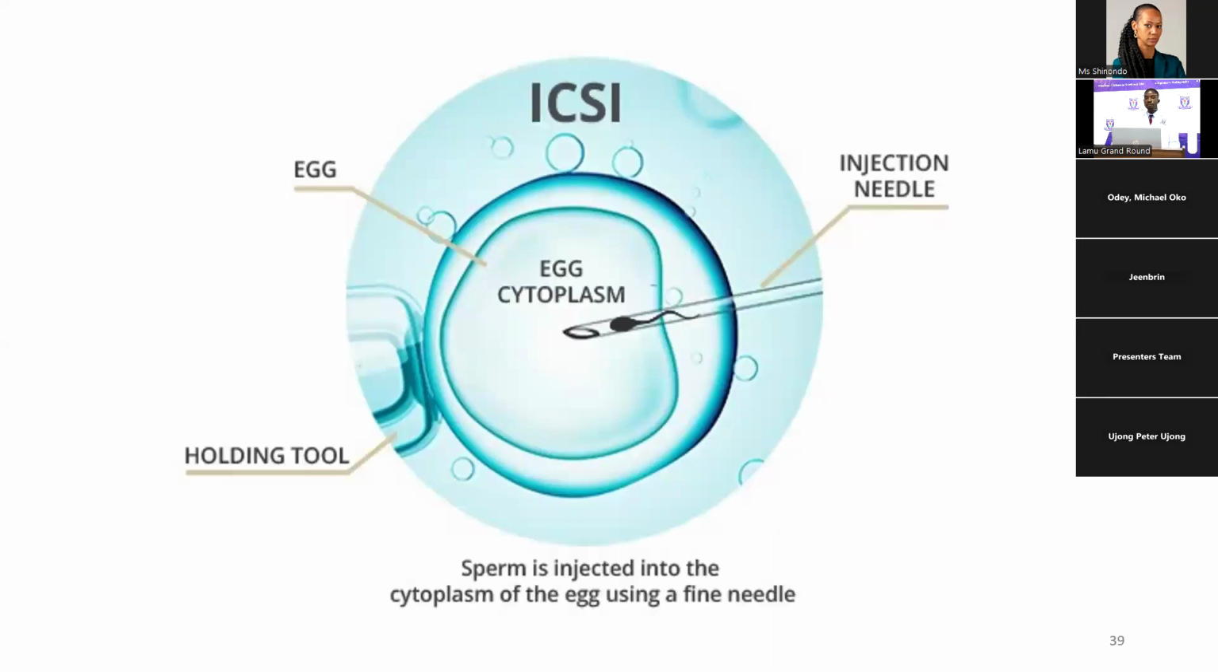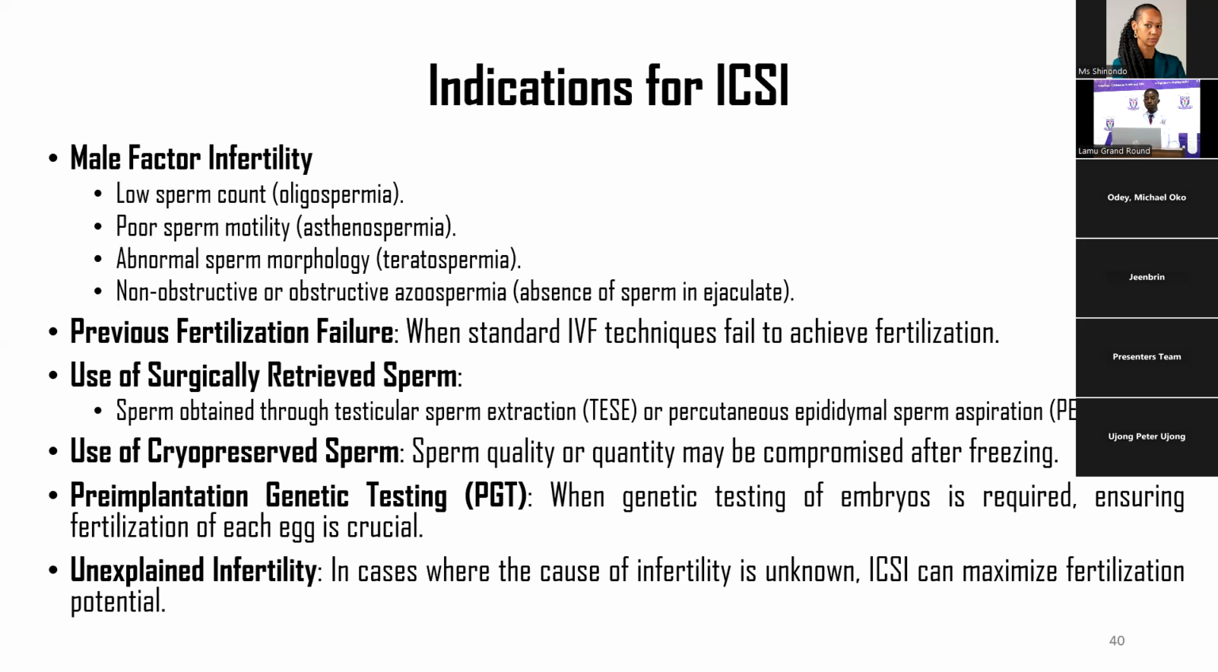So as you can see on this image, it's illustrating the procedure of intracytoplasmic sperm injection. Let us now move on to the indication for intracytoplasmic sperm injection. So for the indication, the first indication is male factor infertility.